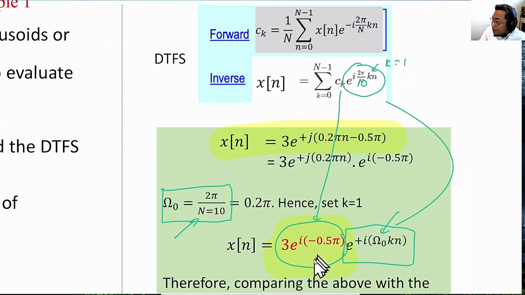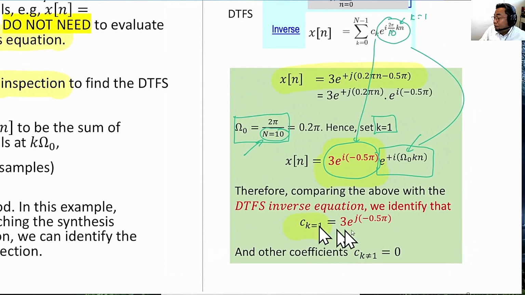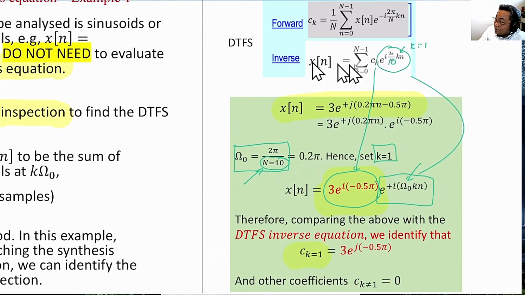And what is k? Well, to get this omega naught, we set k equals 1 because it came from setting N equals 10 first. When we set N equals 10, there's 2 pi over 10, you get 0.2 pi. To get this as 0.2 pi, we set k equals 1. So that's why c_k is this value over here. And then immediately, just by comparing with the inverse, which is the synthesis equation, we can find c_k.